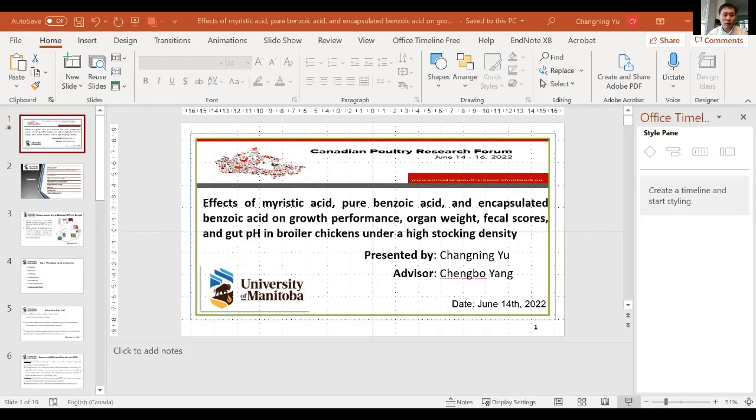In our experiment, we focus on the organic acid. What can organic acid do for the animals? There are 3 points. The first is they can decrease the bacterial fermentation in the small intestine.